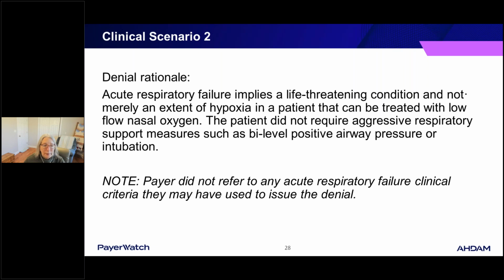The payer went on to say that acute respiratory failure implies a life-threatening condition, not merely an extent of hypoxia in a patient that could be treated with low-flow nasal oxygen. The patient did not require aggressive respiratory support, such as bi-level positive airway pressure or intubation. Again, they did not refer to any acute respiratory failure clinical criteria that may have been used to issue the denial. Okay, so again, it's another tricky one.